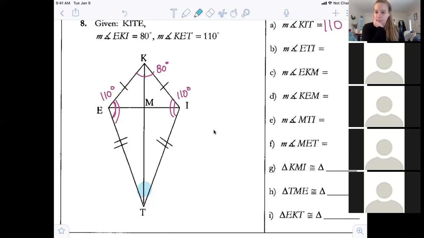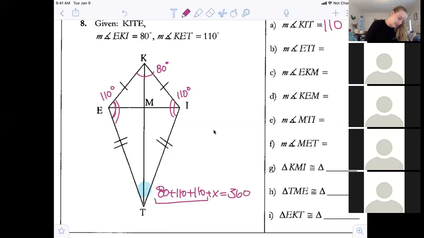Anybody know? Add them all up and minus 360. Awesome, Sydney. We have to add up all of them and minus them from 360. So I've got 110, 110, 80, and then we don't know what T is. So we're gonna add up all 4 of these, and set them equal to 360.